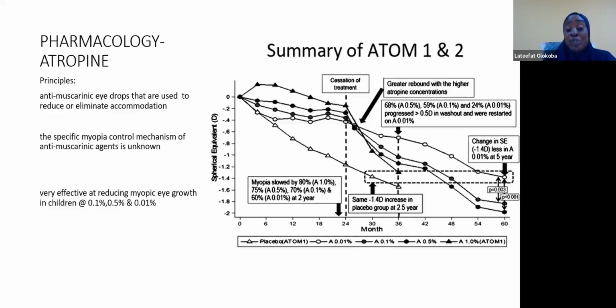80% after 24 months. Lower concentrations of atropine were also tried in the Atom 2 trial to see if they are as efficacious as the higher concentration atropine. And it was discovered that lower concentrations of atropine, as low as 0.1% atropine, are equally effective in limiting the progression of myopia in children after 24 months. And 5 years after the introduction of atropine, the myopia progression was still significantly reduced with the use of low concentration atropine.